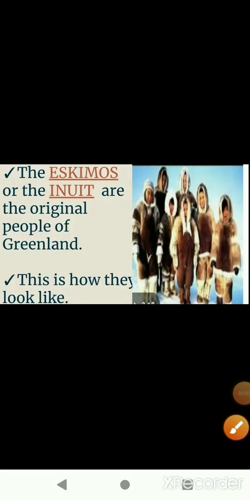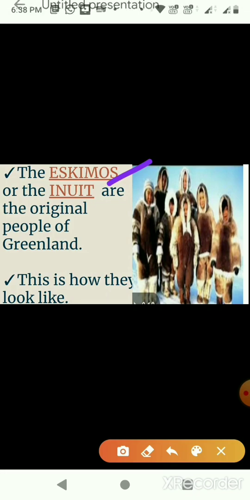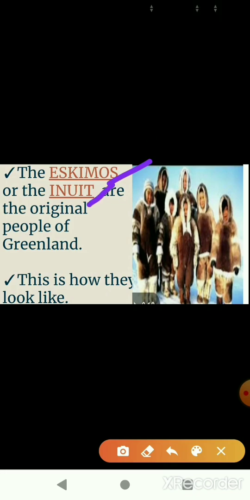Children, now we will start the next feature of Greenland, that is the people. Now let us look at the people who live here and what they are called, and how they live. The people who live here are called Eskimos or the Inuit. The Eskimos or the Inuit are the original people of Greenland.